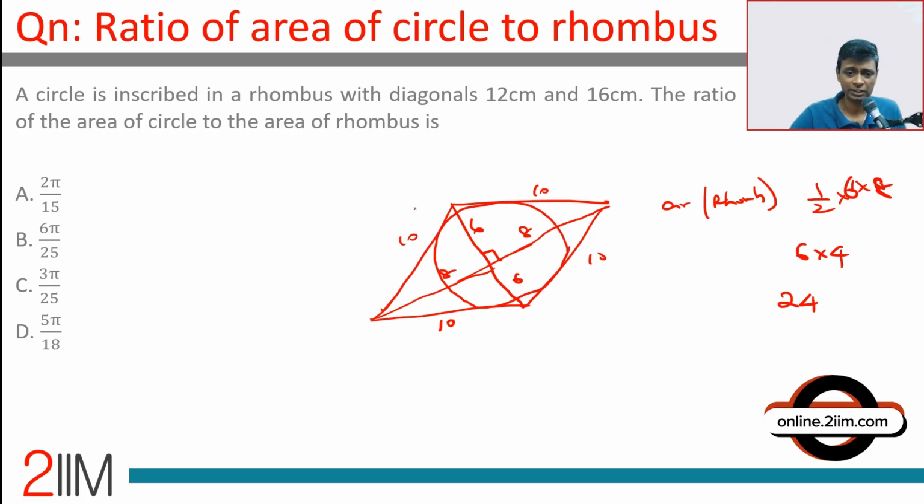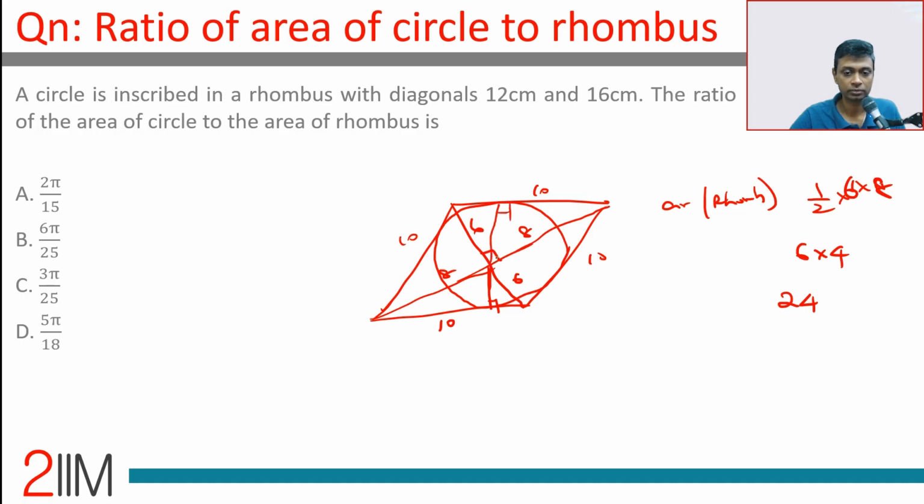Think about this. Very good question. Radius will be perpendicular to the side of the rhombus. Why so? Because tangent is perpendicular to radius. The side of the rhombus is a tangent to the circle. Right. So if we find radius, we are through.